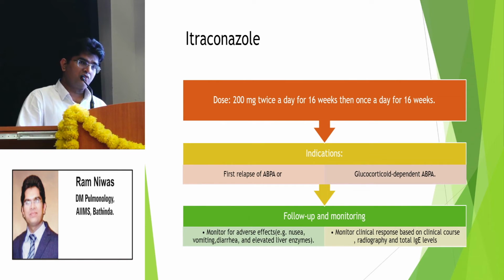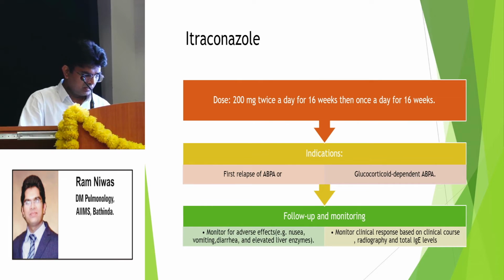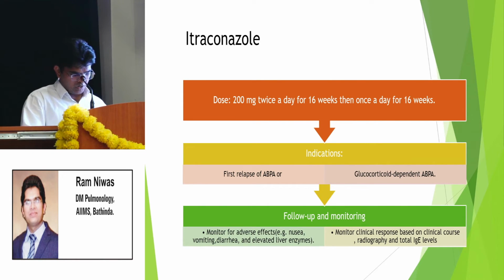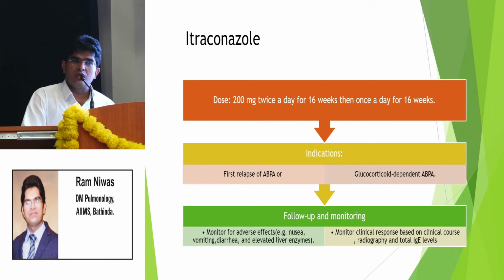We give itraconazole with a dose of 200 mg twice a day for 16 weeks, then we can decrease the dose to 200 mg once a day for 16 weeks. Indications we have already discussed, and we should also monitor for various adverse effects and clinical response. And if the patient does not have a significant clinical response, then we should also check the serum drug level of itraconazole.